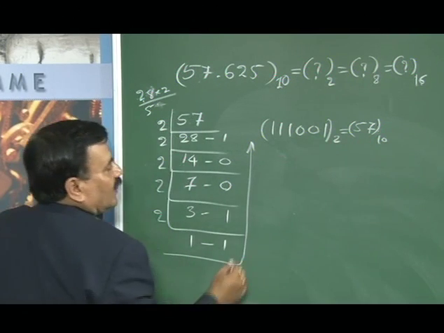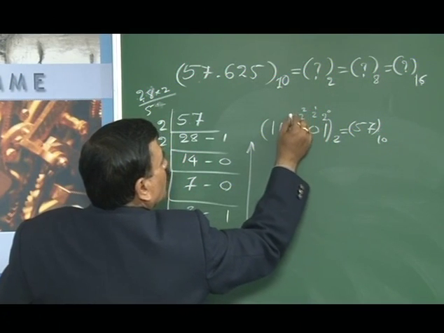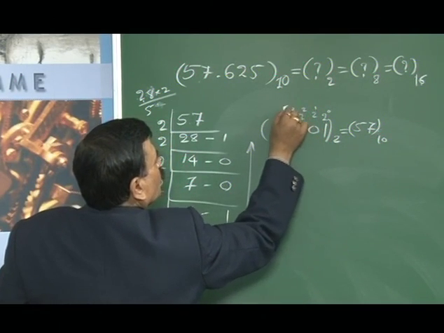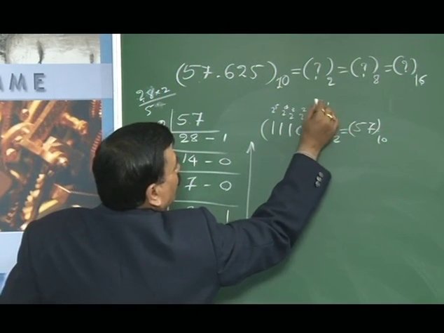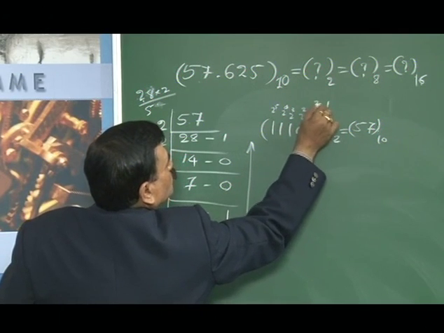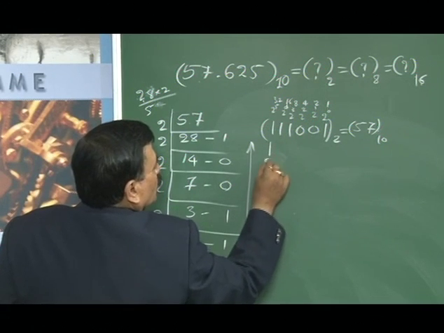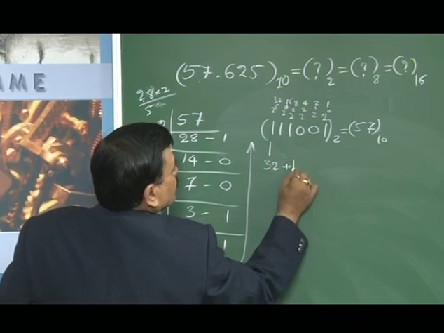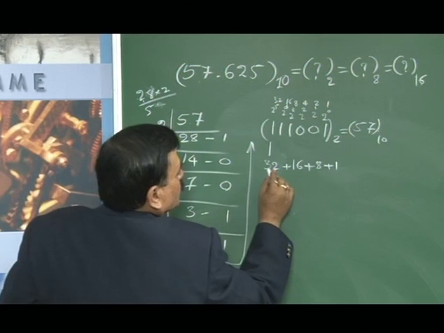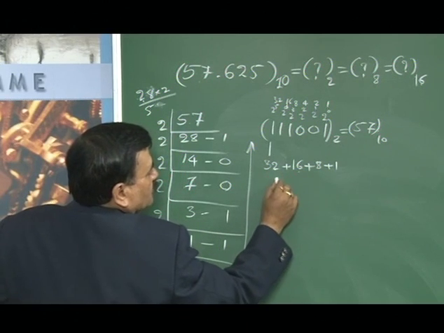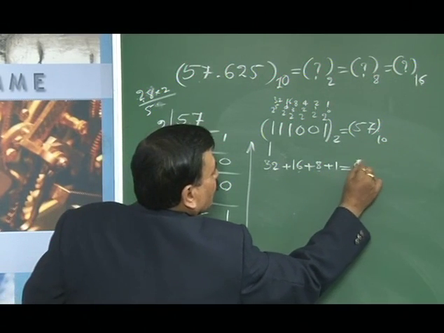Whether it is correct or not, let us see. This is 2 to the power 0, this is 2 to the power 1, this is 2 to the power 2, this is 2 to the power 3, 2 to the power 4, and 2 to the power 5. So this value is 1, this is 2, 4, 8, 16, and this is 32. So this becomes 32 plus 16 plus 8, plus 1. So 32 plus 10, 42, plus this is 48, plus 8 is 56, 56 plus 1 is 57.